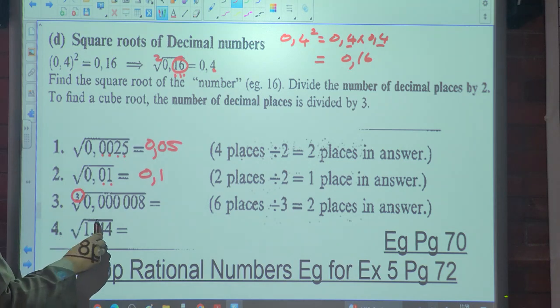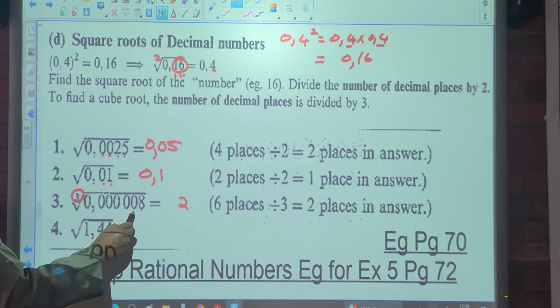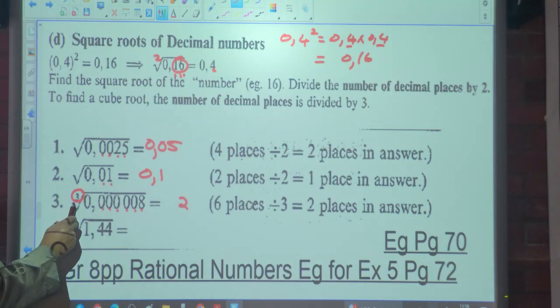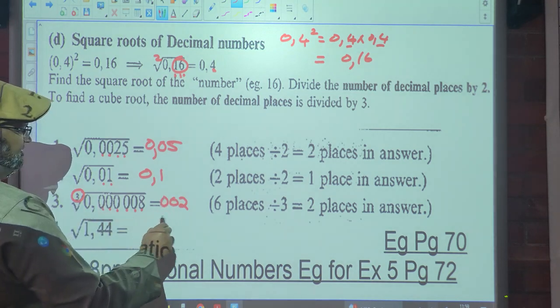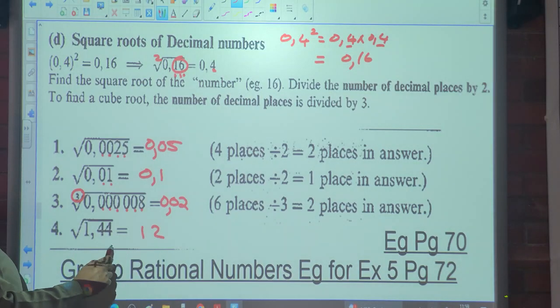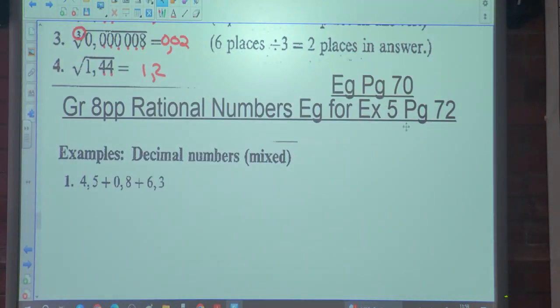Let's look at the next number. What's the cube root of 8? 2. 1, 2, 3, 4, 5, 6 divided by 3. What's 6 divided by 3? 2. So 2 digits after the comma. Okay? What's the square root of 144? 12. What is 2 divided by 2? 1. So it's 1 digit after the comma. Okay? Everything is easier, huh?